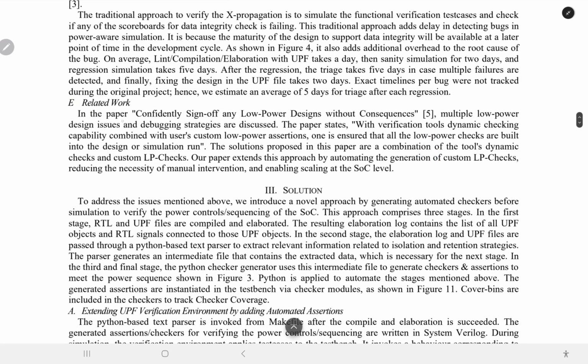The related works and the paper discuss how to sign off low-power designs without consequences. Multiple low-power design issues and debugging strategies are discussed. The paper states that with the verification tool's dynamic checking capability combined with the usual custom low-power assertions, one can ensure that all the low-power checks are built into the design and simulation run. The solution proposed in this paper is a combination of the dynamic checks and the custom LP checks. Our paper extends this approach by automating the generation of custom LP checks, reducing the necessity of manual intervention and enabling scaling at the SoC level.